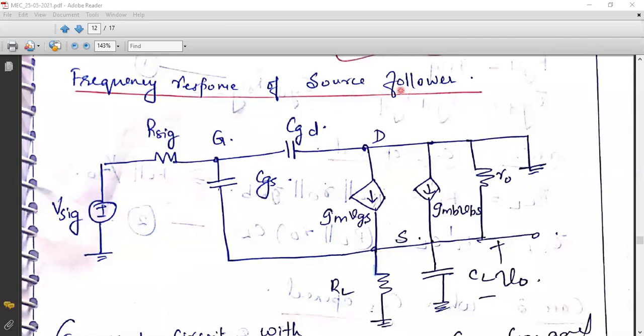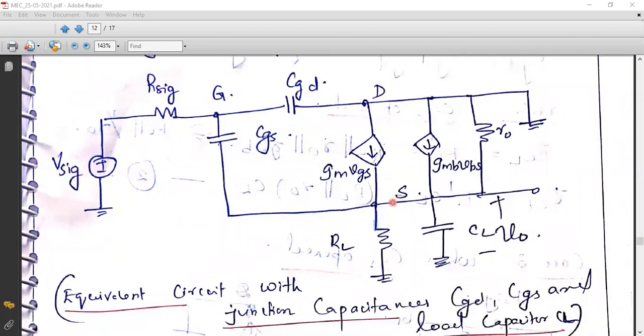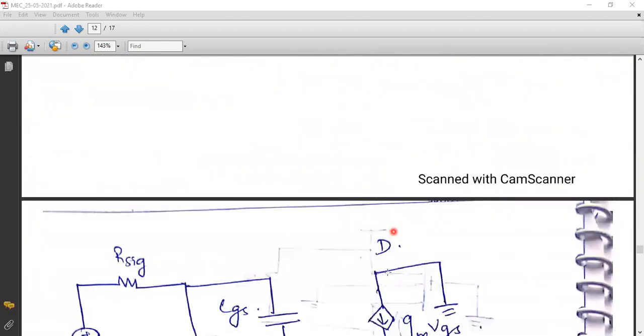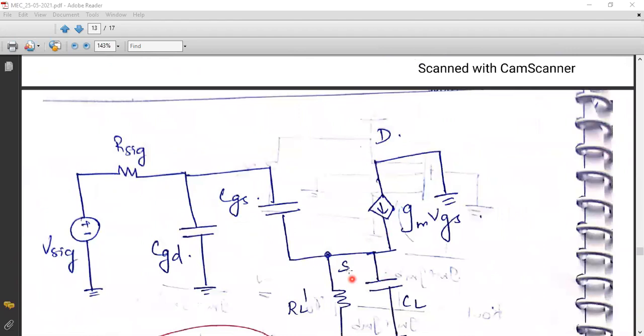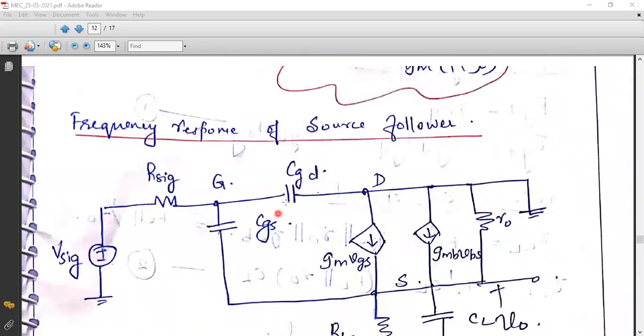Source follower is otherwise called common drain. Then what we have done is we have simplified this particular diagram and redrawn it. Already we have discussed this yesterday, so let me tell you how we have redrawn this circuit. Since drain is already at ground, this terminal is at ground.